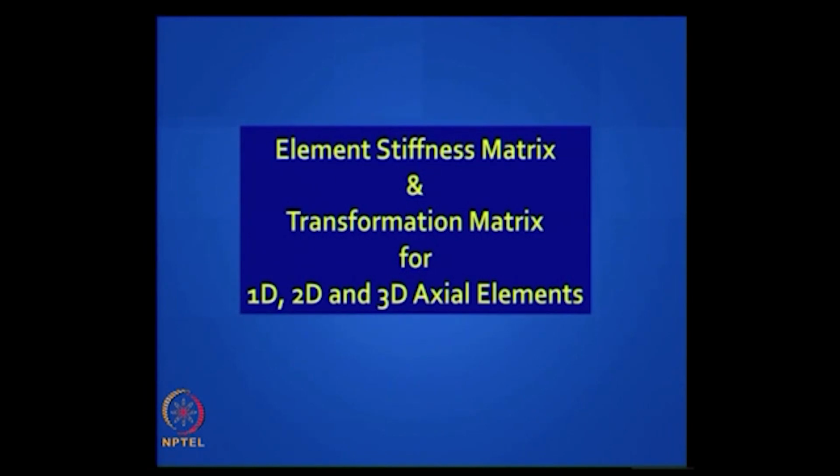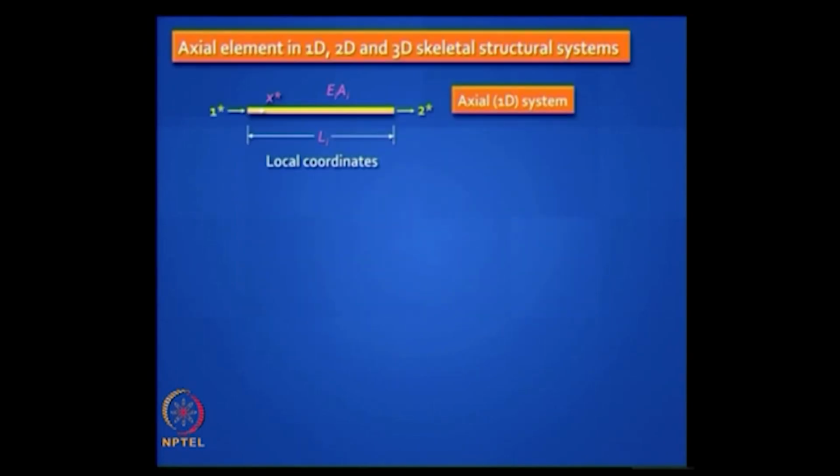So we will go back to refreshing our understanding of how to generate the element stiffness matrix and the transformation matrix in the case of 1D, 2D and 3D axial structures using axial elements. So this is a typical picture of a 1D axial system, and an element used in a 1D axial system.